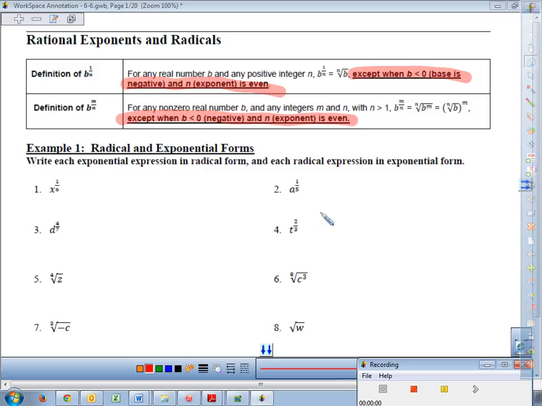6 today in Advanced Algebra 2. Pretty simple stuff. We're going to take a base to a rational exponent. We're also going to rewrite some of this stuff. Rational exponents, here's what it's all about right here.